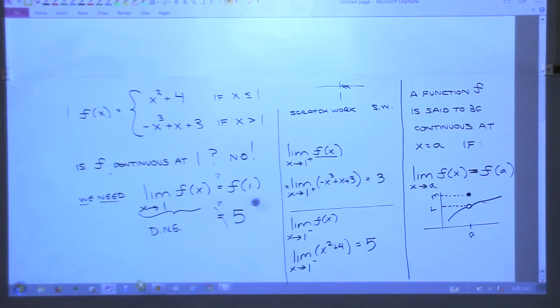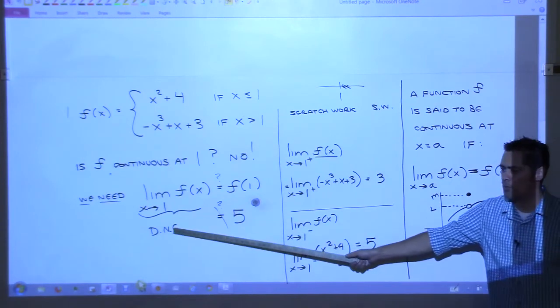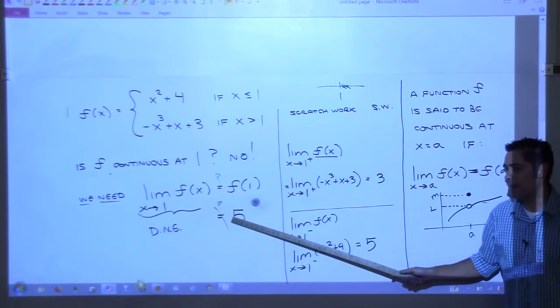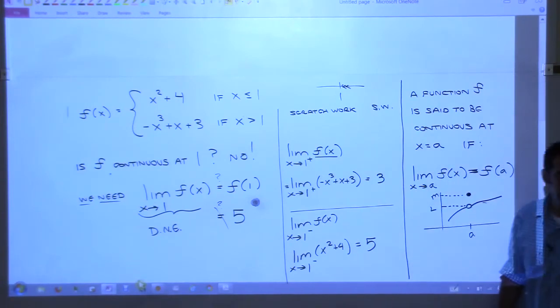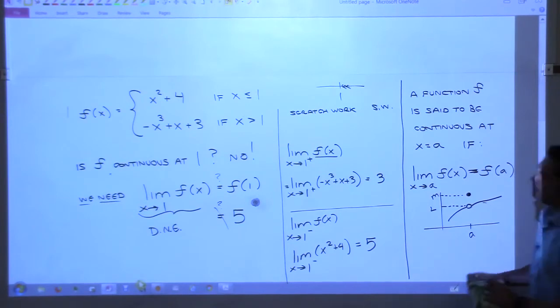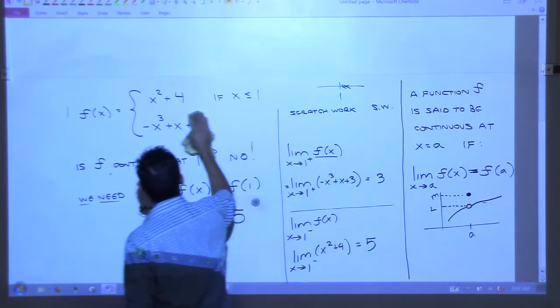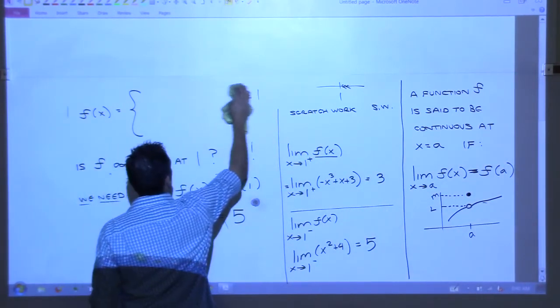You sure? I'm going to do another one. What if this was 3, and what if this one would have come out to be 3 also? Still would have been wrong, because then this side would have been 3, and it would not have been equal to 5, and you would still have no continuity. Okay? Change the problem.